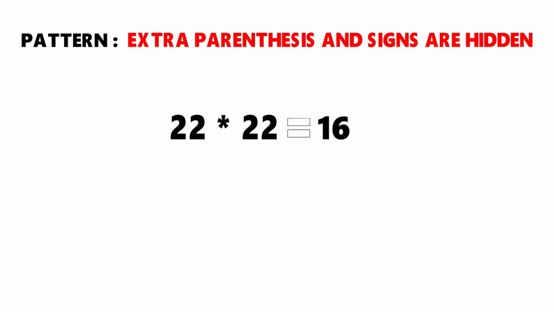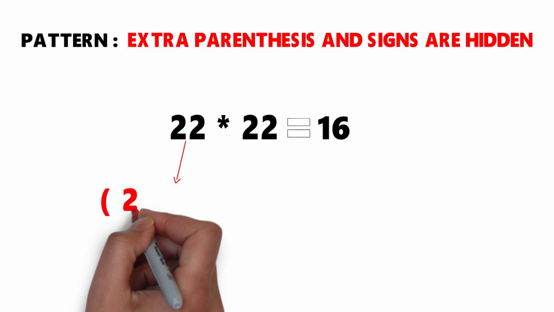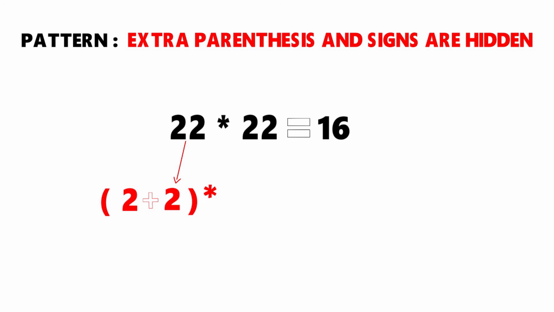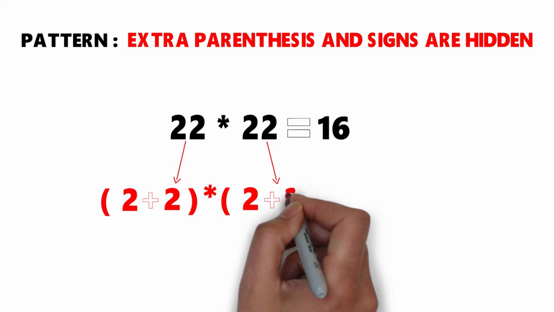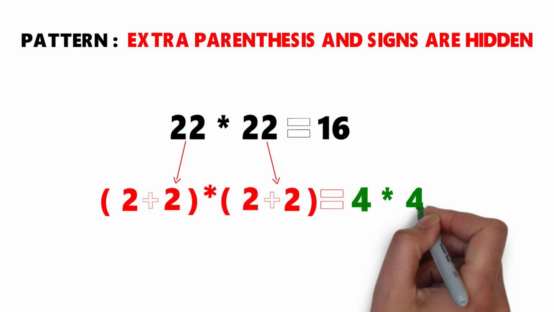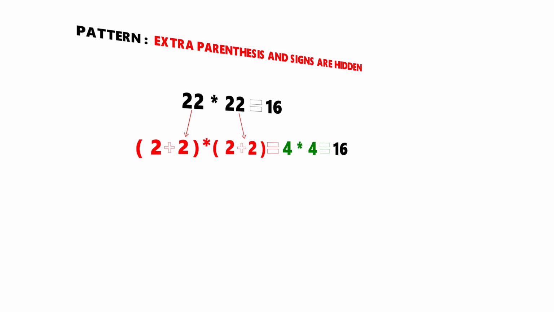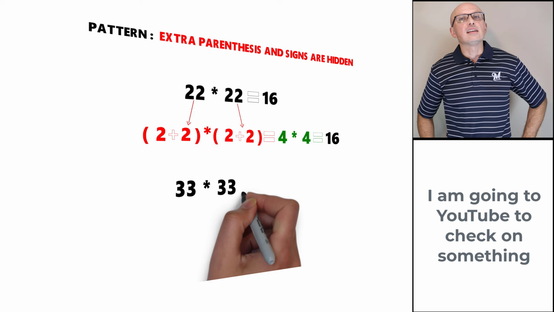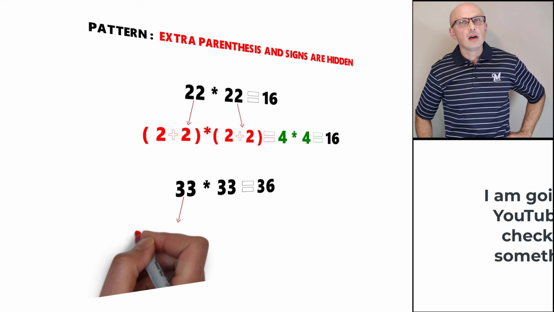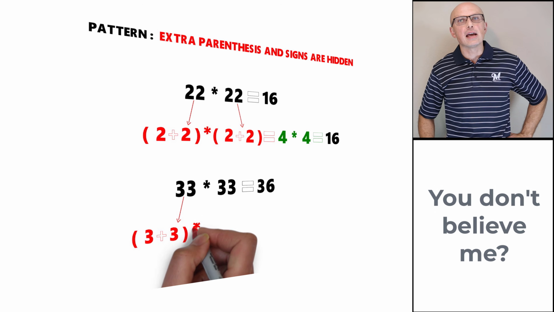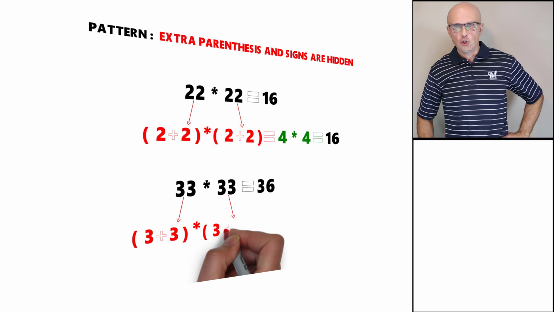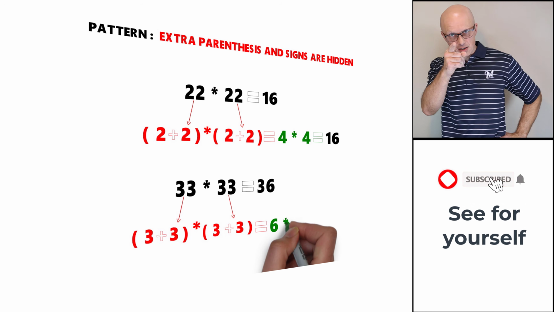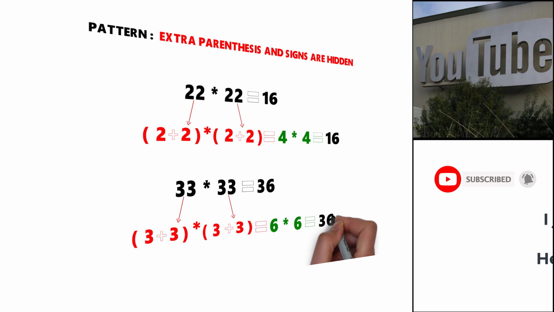It is not obvious because it doesn't go along with the rules of conventional math. But if you add parentheses and in parentheses add 2 plus 2, multiplied by another set in parentheses 2 plus 2, you will be multiplying 4 by 4 and the result would be equal to 16. Same thing with 3 by 3. If you add in parentheses 3 plus 3, multiplied by another set in parentheses 3 plus 3, you will be multiplying 6 by 6 and the result will be 36.